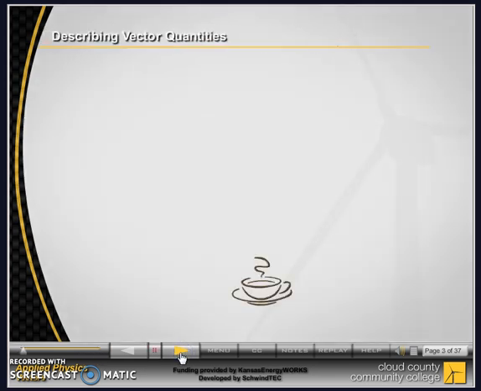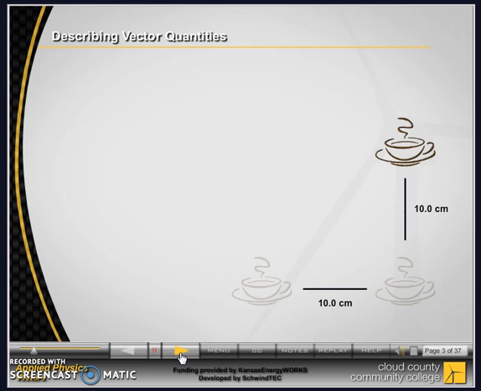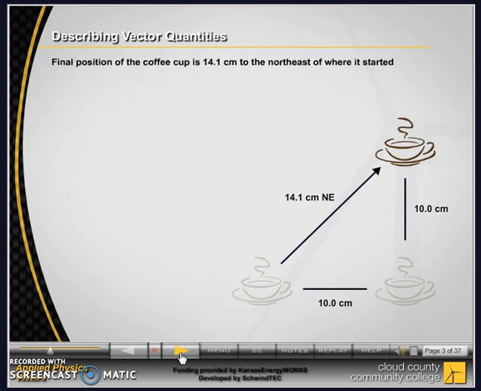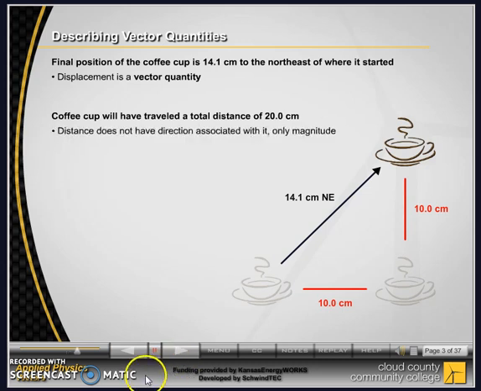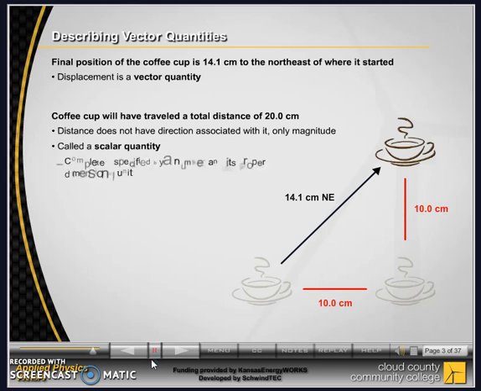Consider this example. If you move a coffee cup along a table 10 centimeters to the east and then 10 centimeters to the north, you will have displaced your cup 14.1 centimeters to the northeast. That is, the final position of the coffee cup is 14.1 centimeters to the northeast of where it started. The displacement is a vector quantity. However, if you look at the distance the cup traveled, you note that the coffee cup will have traveled a total distance of 20 centimeters. This distance does not have direction associated with it, only magnitude. Such a physical quantity is called a scalar quantity. A scalar quantity is completely specified by a number and its proper dimensional unit.